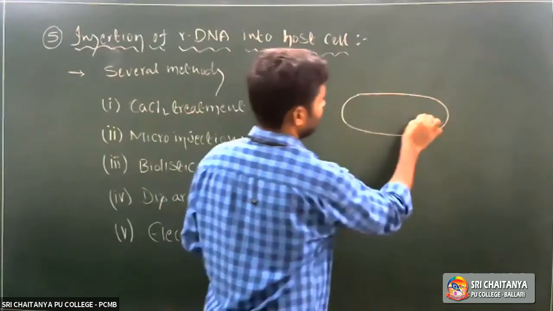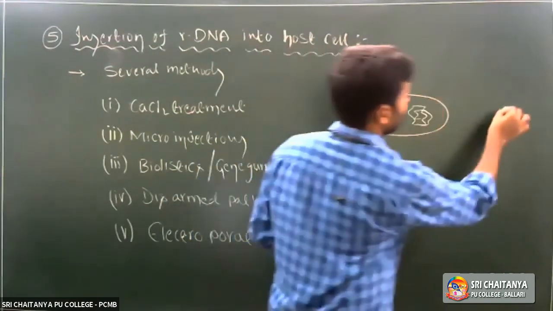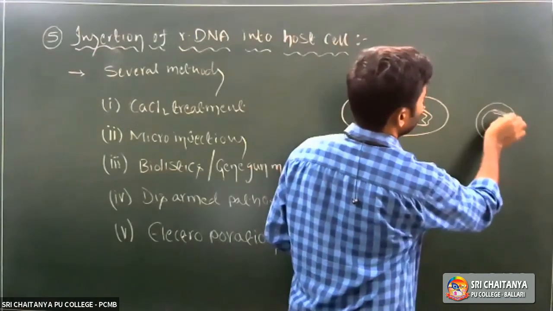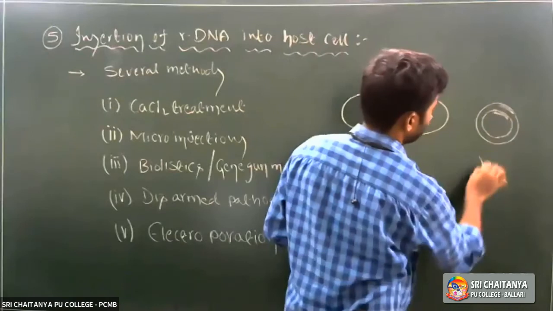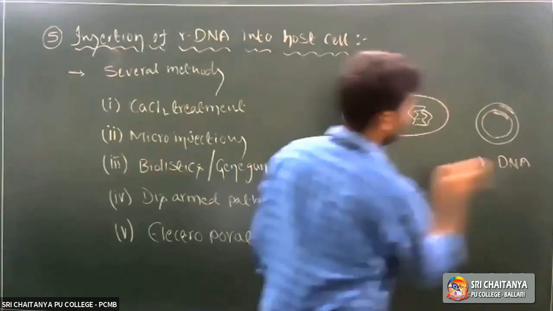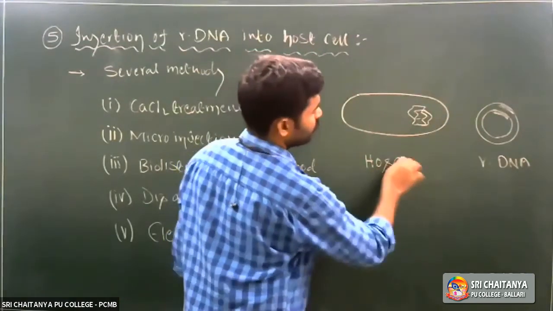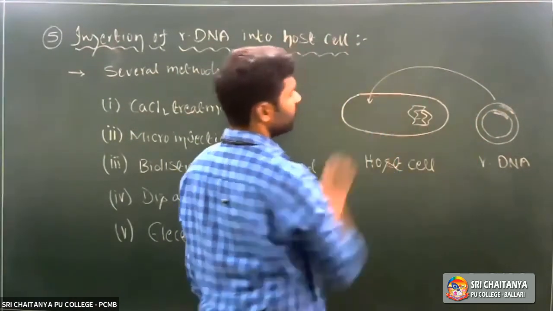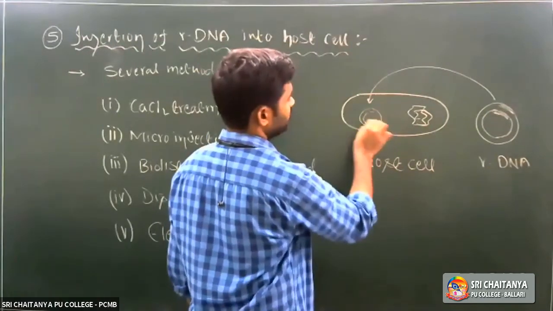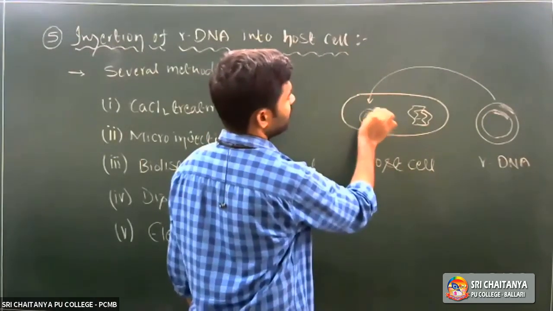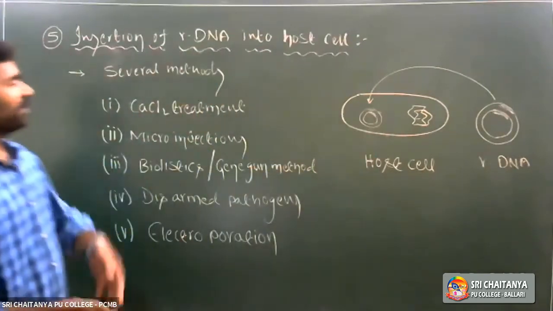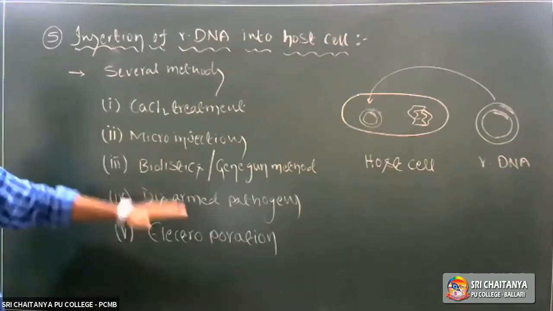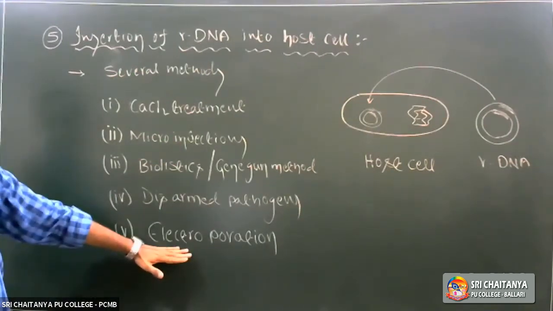Imagine this is a bacterial cell. This is the rDNA molecule, and this is the host cell. We need to insert that rDNA molecule into the host cell cytoplasm. Right? How will we insert rDNA into the host cell cytoplasm? By using any one of the methods: calcium chloride treatment, microinjections, biolistics, disarmed pathogens, or electroporation.